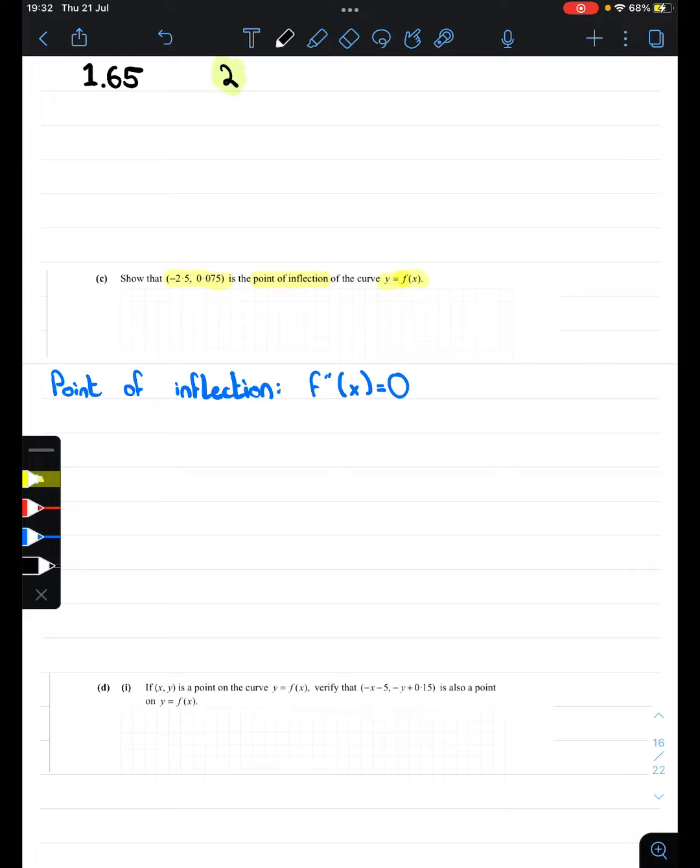Well, we have the formula for the derivative. f prime of x is 0.0072 x squared plus 0.036 x.